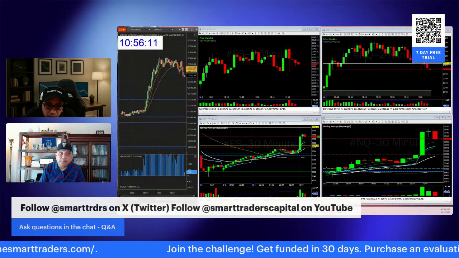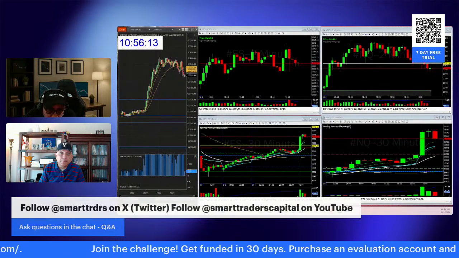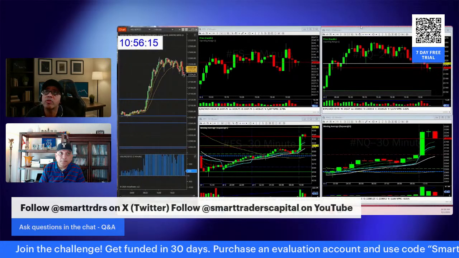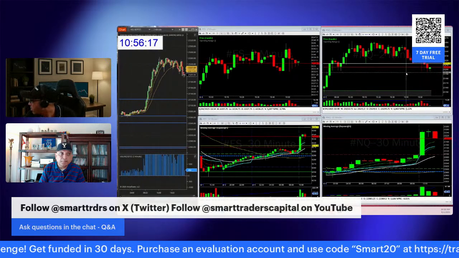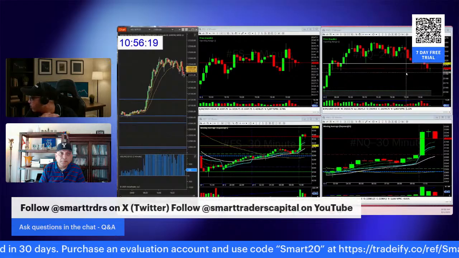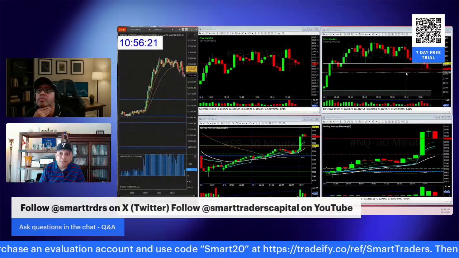Watch. I really wanted to see if it's going to go under this level, 23195. Look at this, every time it's coming, it's bouncing, even though there is no passive order setting.